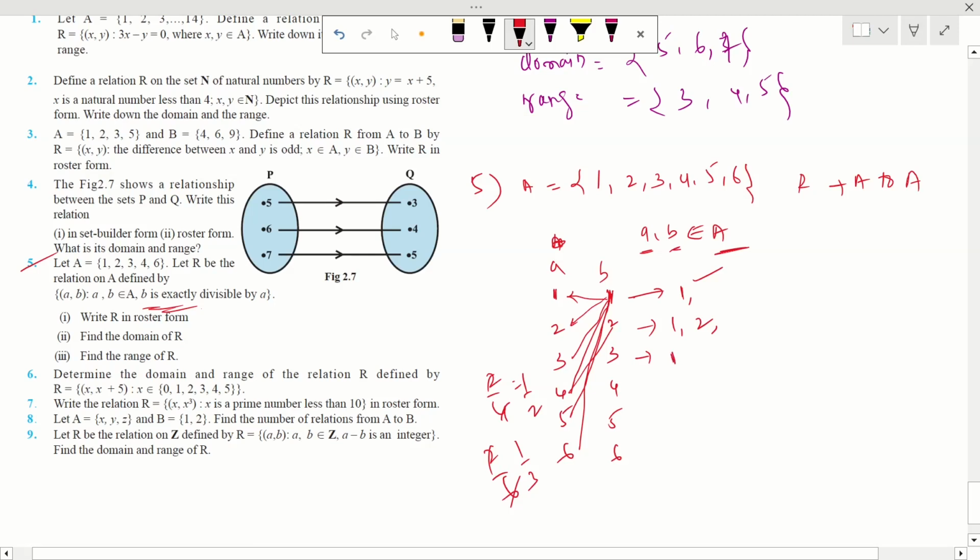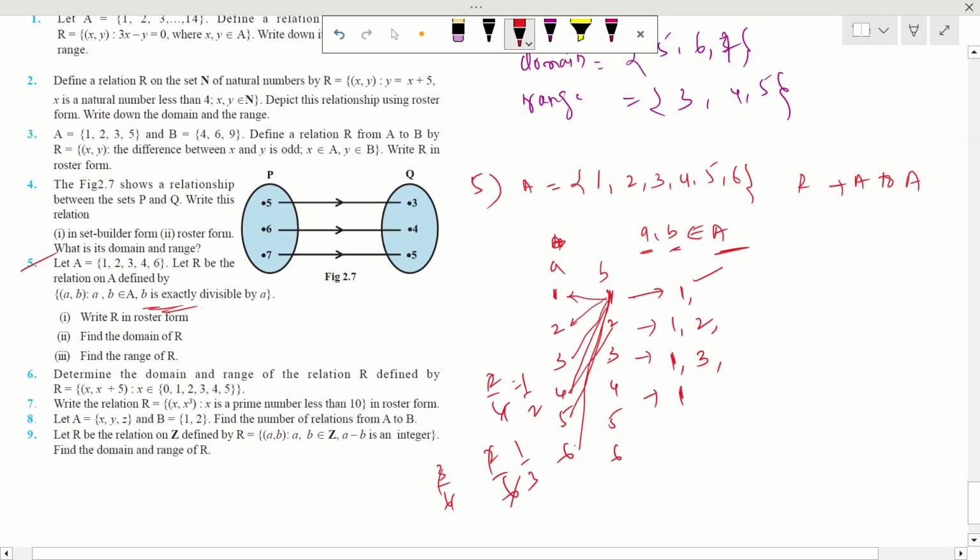3 is divisible by 1, yes. 3 is divisible by 2, no. 3 is divisible by 3, yes. 3 is divisible by 4, no. 3 is divisible by 5, no. 3 is divisible by 6, no. Now next, go to the fourth one.